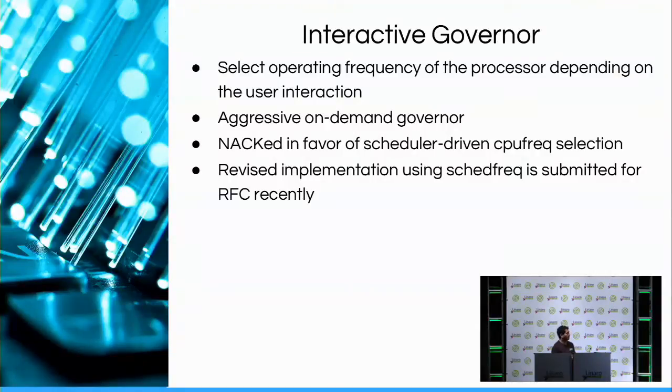The interactive governor is again one big chunk of code sitting outside the mainline tree. The biggest bottleneck is that it got nacked because upstream developers wanted frequency selection based on scheduler input instead of doing it from cpufreq. Now that schedutil is there, Viresh from Linaro has submitted a revised implementation of the interactive governor, which is under RFC right now. We hope to see that merged sometime soon.